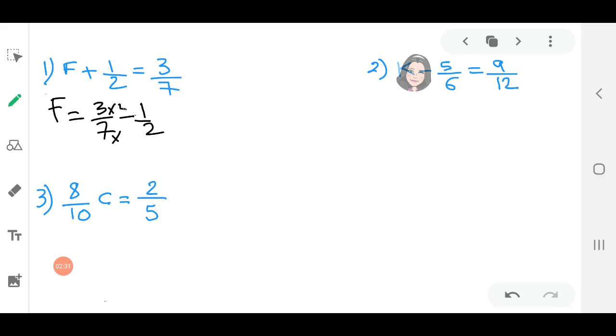So I will multiply the first fraction by 2 and the second fraction by 7. I'll get over here a 6 over 14 minus a 7 over 14. And 6 minus 7 is a negative 1 out of 14.